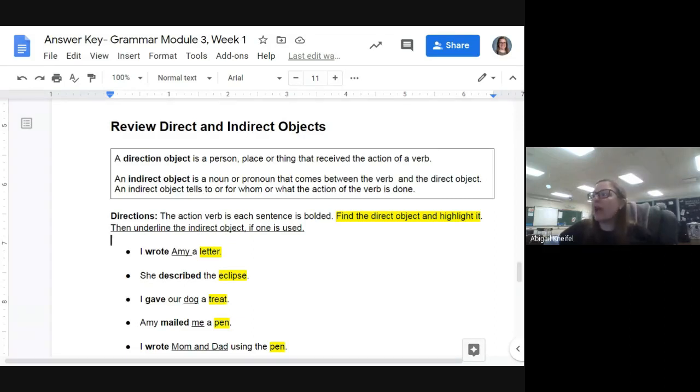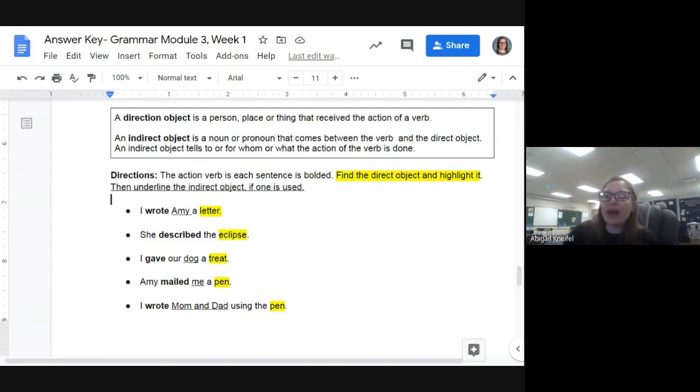She described the eclipse. What was described? Eclipse. There is no indirect object in number 2. There's just not. And that's okay. There doesn't have to be an indirect object. I gave our dog a treat. What was given? A treat. Who was it given to? The dog. Indirect object, dog.